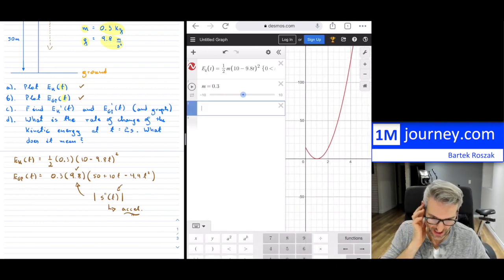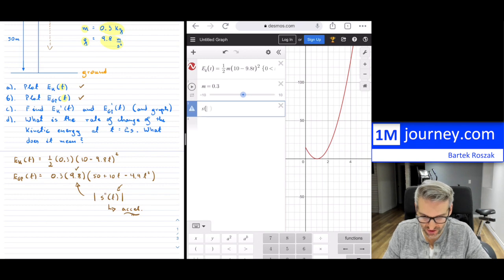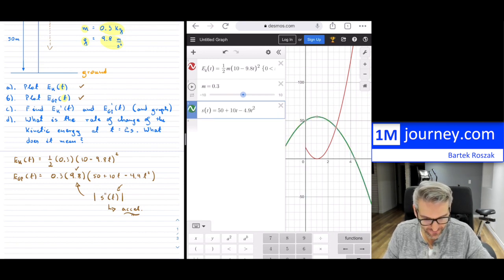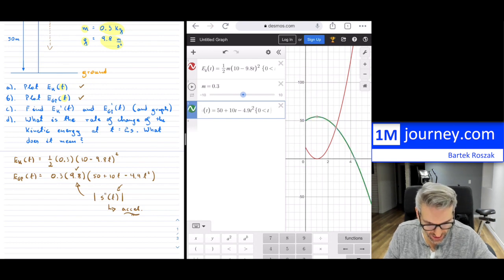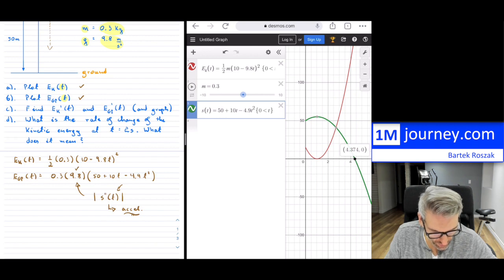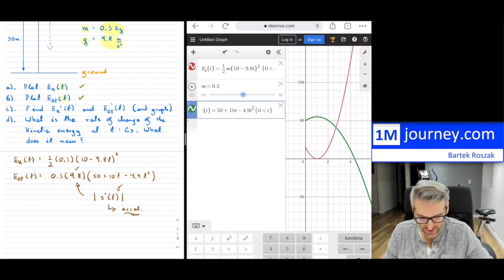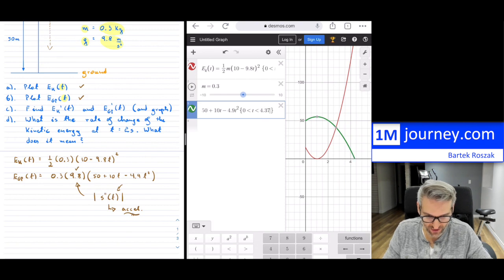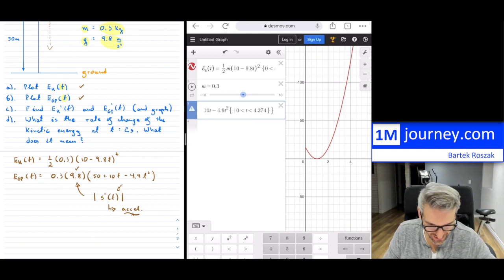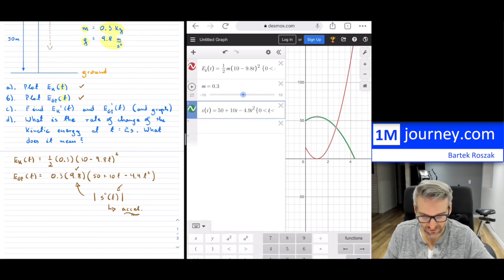In order to do that, let me just plot s(t), which is equal to 50 plus 10t minus 4.9t squared. And indeed, we need that point, 4.375. So that's when it hits the ground, 4.37. Sorry, did I say 5 or 4? Okay, I think it was that. So there we have it.